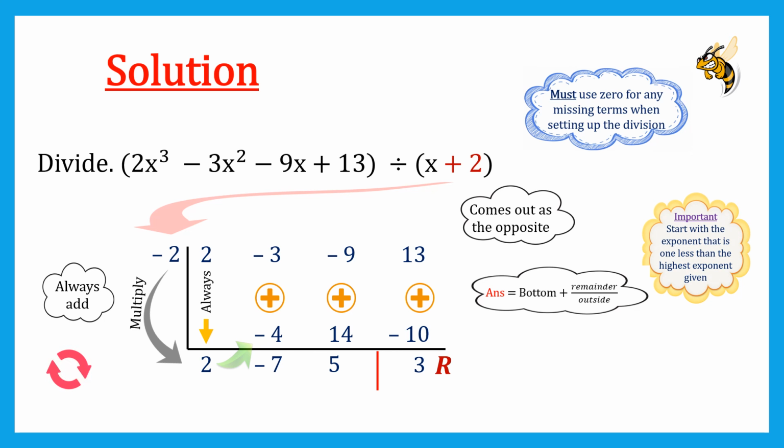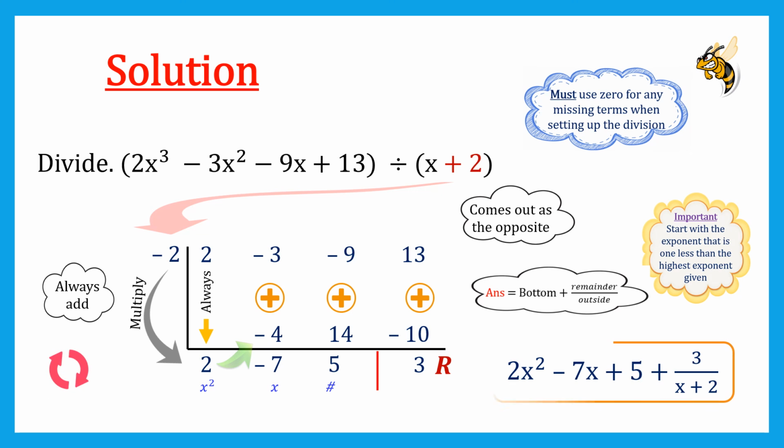Remember, your answer always starts off with one less exponent than what was given. We started off with x cubed, so therefore my answer will start off with x squared. So the first one is x squared, the second one will be x, and the last one will just be a number. So my answer is 2x squared minus 7x plus 5 plus 3 over x plus 2. And it's a plus because it's a positive 3 remainder. And we're dividing by x plus 2, so it's over x plus 2. And that was the answer.